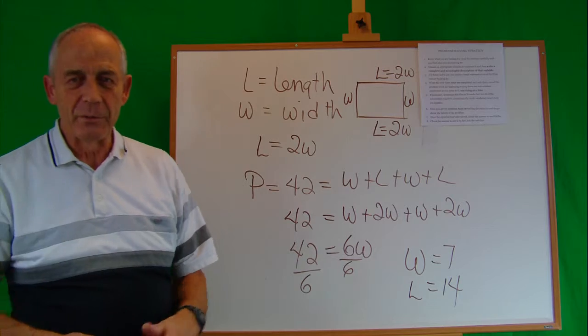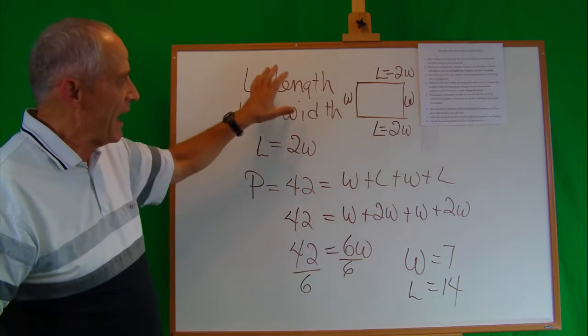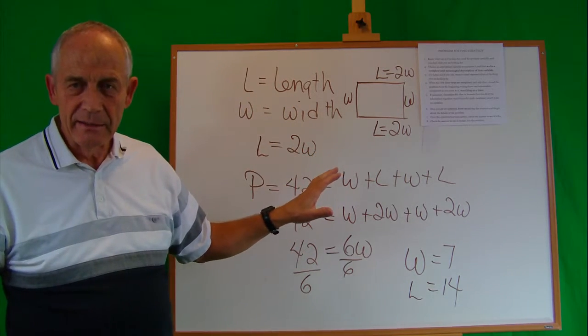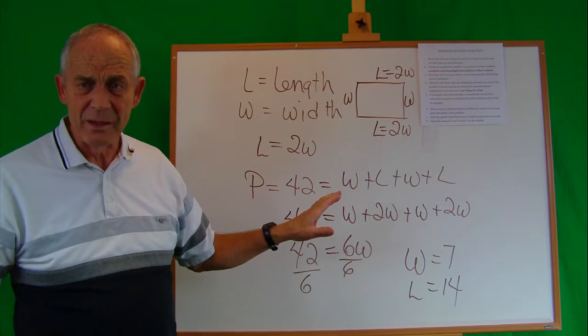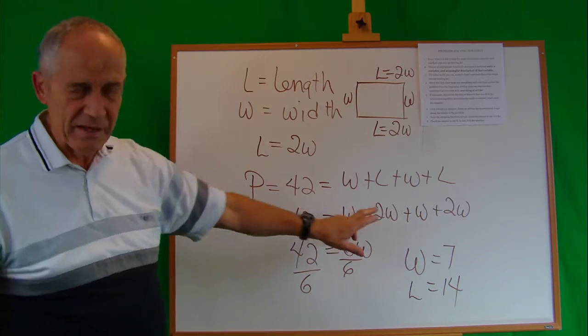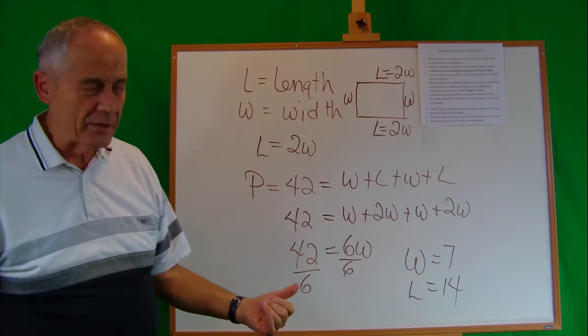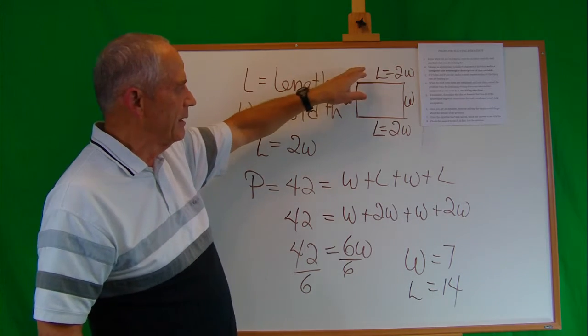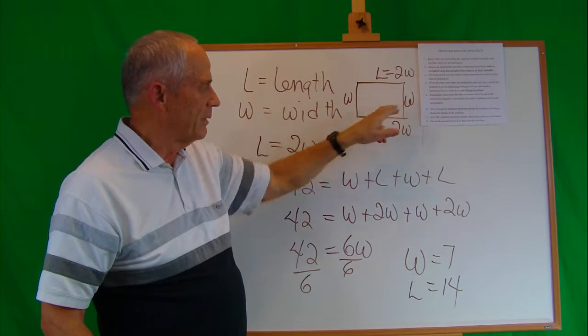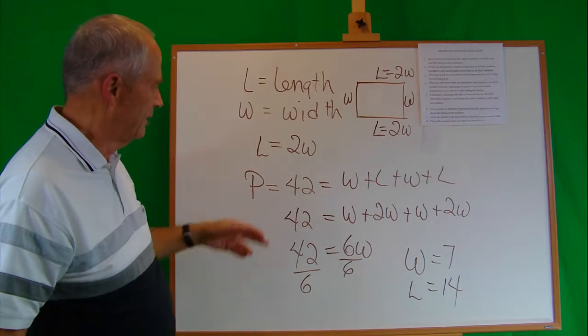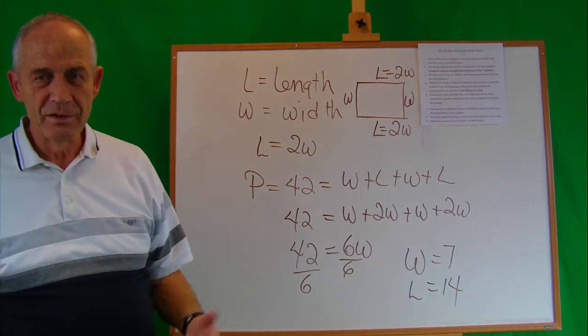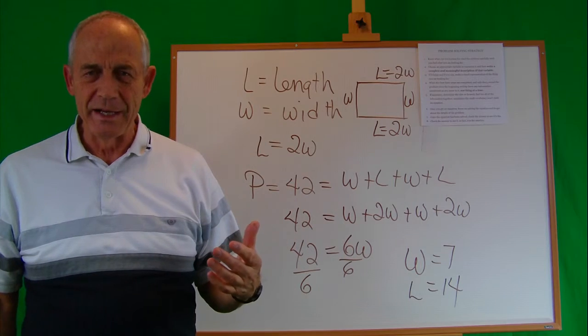That's what I was looking for, so I'm okay. But notice, if I hadn't gone back through and checked that, I might have forgotten and not did what I need to do. But I've got it. And if I want to check it to make sure it works, if I add 7 plus 14 plus 7 plus 14, guess what I get? 42. So those are the numbers that I need.